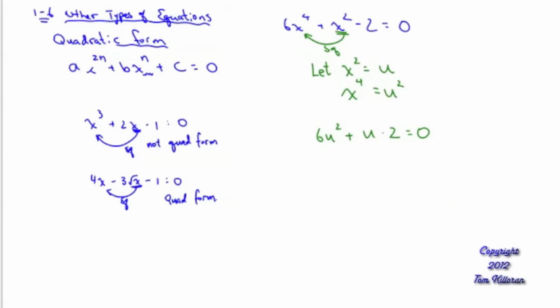Go through the methods. Method number 1, factor. Always try to factor first. If it doesn't factor, then you go into the other ones. So 6 times 2, it's 12. Factors of 12 that subtract up to 1: 3 and 4.